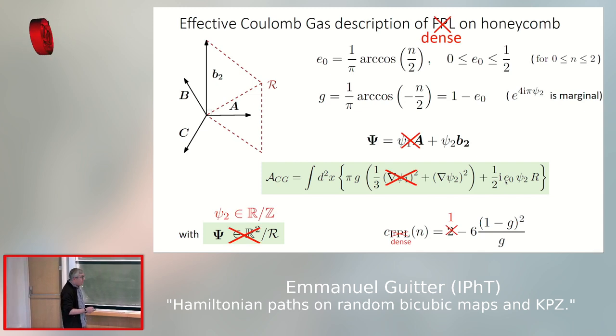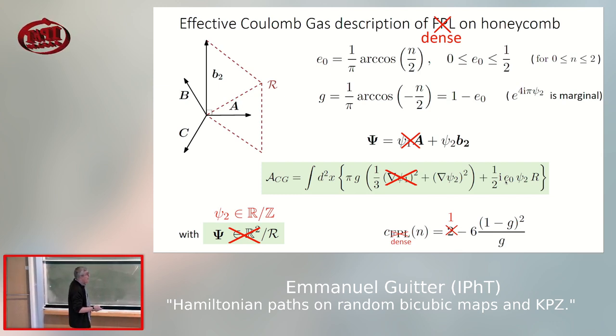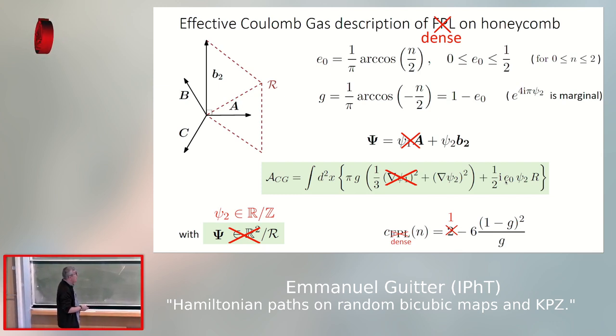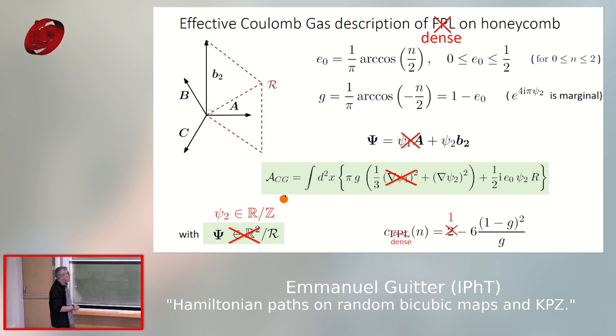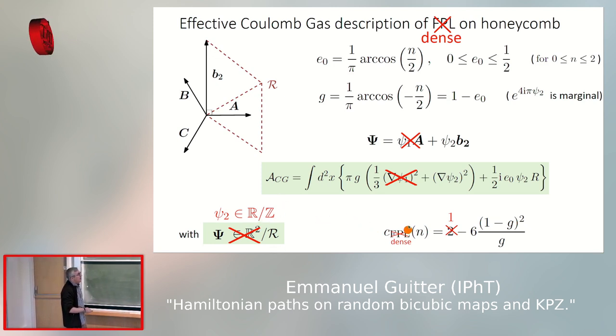Except that you don't have any direction A, A is equal to zero, as I told you. So then you lose one coordinate. You lose this term. Here, psi 2 is now an element of R modulo Z, and therefore the central charge is 1 minus instead of 2 minus.